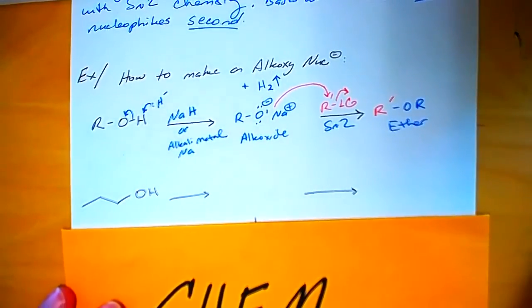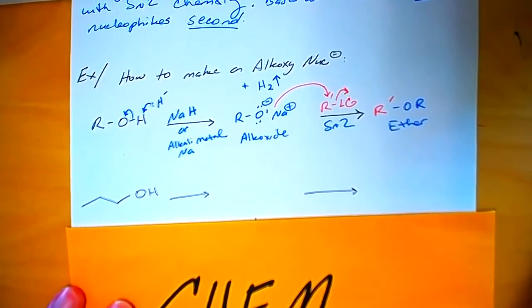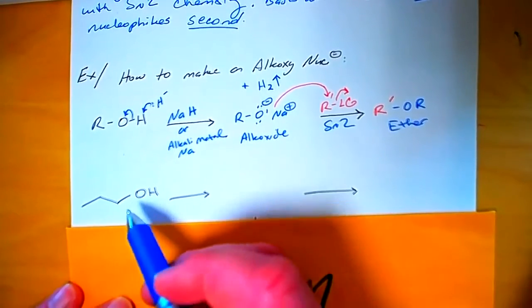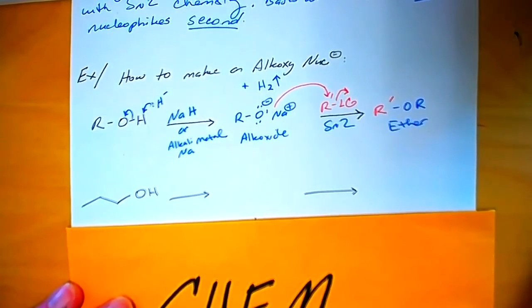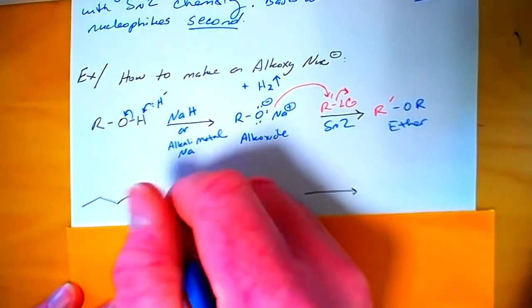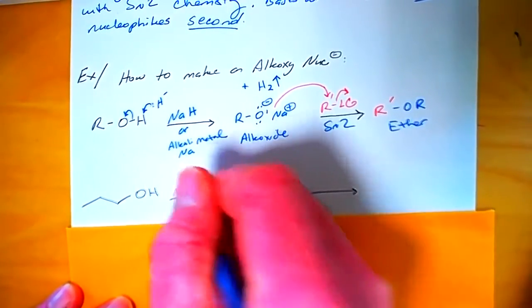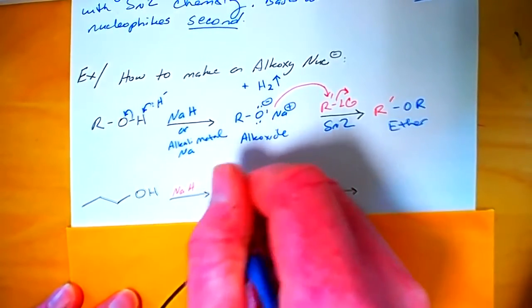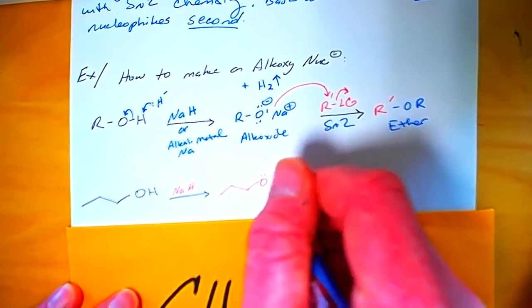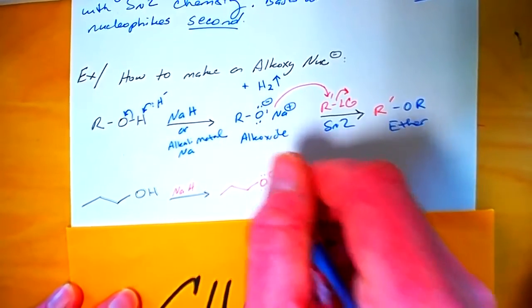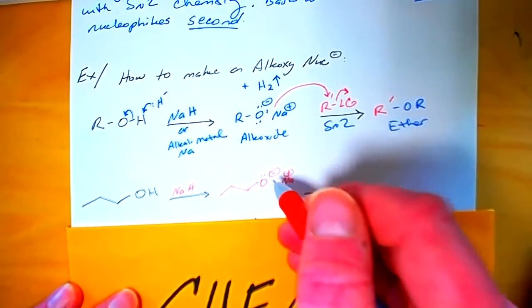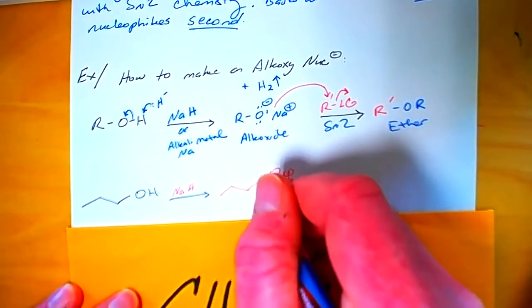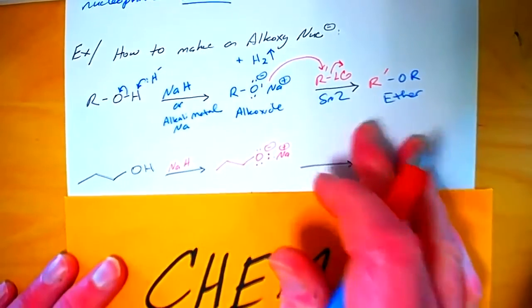So if we want to see this in real life, the way we could do this is, let's say we want to make a propyl ether. So we take propanol. What we're going to do is we're going to treat that, one propanol, with sodium hydride. Okay, that will give me the sodium salt, sodium alkoxide nucleophile.